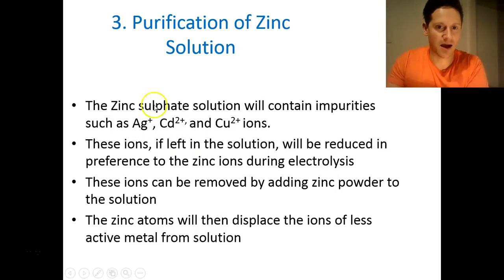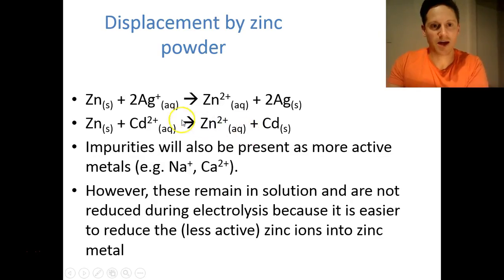Now, if that reduction is happening to this, then that's reducing our ability to reduce the zinc ions, which is what we actually want. So these things need to be gone. The way that we do that is to add zinc powder to the solution. When you add zinc powder, as opposed to zinc ions, actual metal zinc, there's going to be a metal displacement reaction. The zinc metal is more active than these metal ions in solution. You're going to get a single replacement reaction happening.